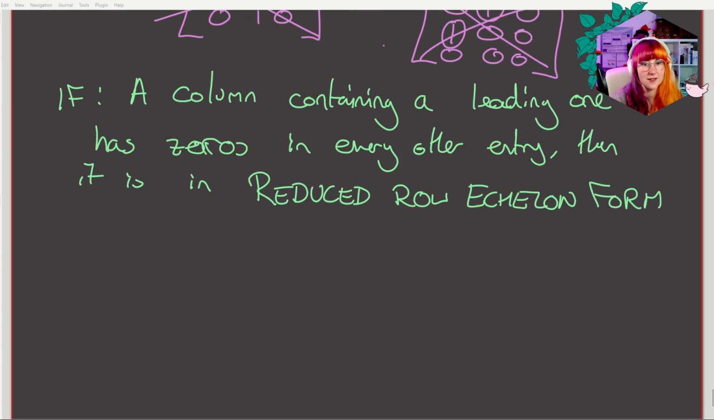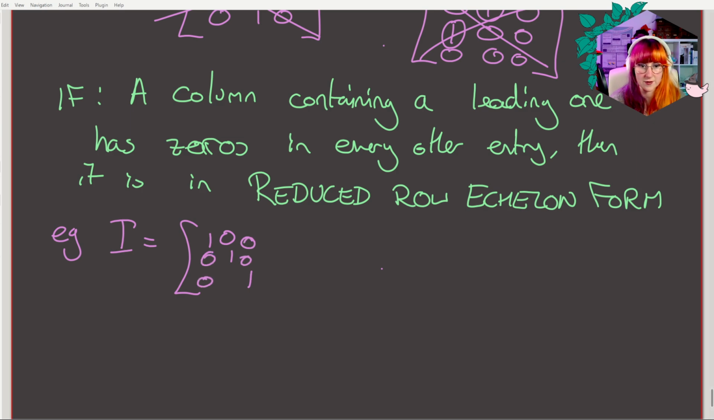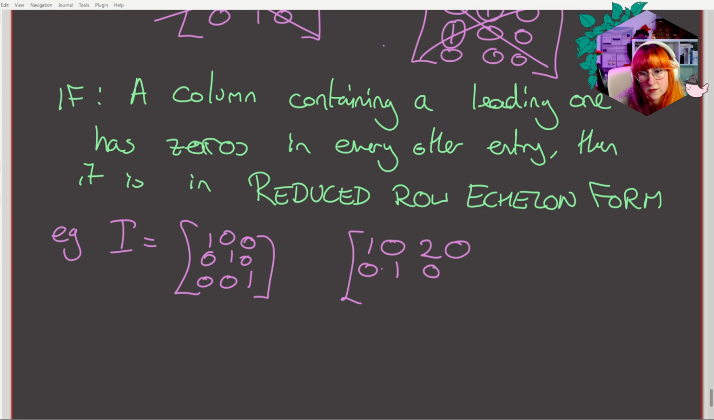So, the identity matrix is in reduced row echelon form. 1, 0, 0, 0, 1, 0, 0, 0, 1. Beautiful. Every column that contains a leading one has zeros everywhere else. Equally, 1, 0, 2, 0, 0, 1, 0, 0, 0, 0, 0, 1.